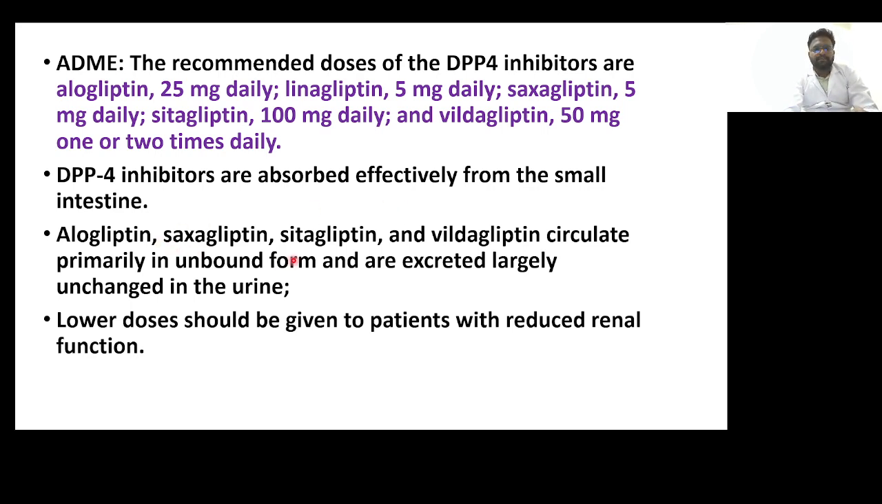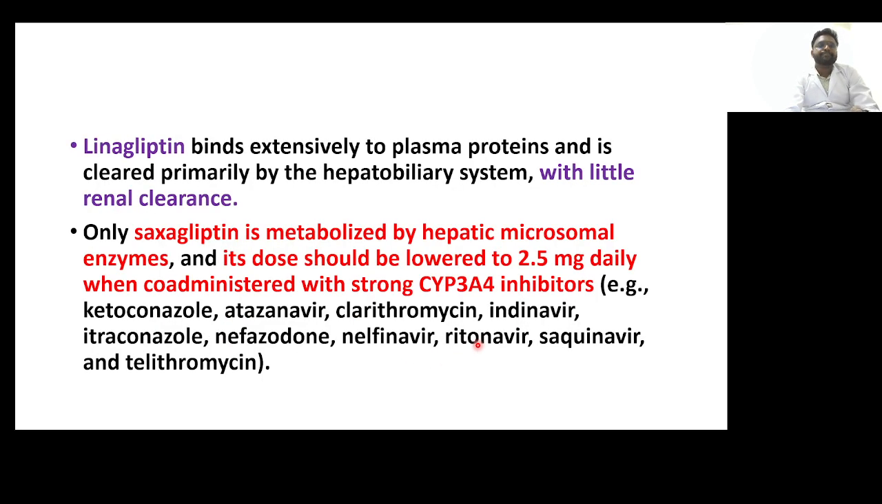Alogliptin, saxagliptin, sitagliptin, and vildagliptin circulate primarily in the unbound form, and they are excreted largely unchanged in the urine. So in presence of reduced renal function, their doses should be lowered. So the lower doses should be given to the patients with reduced renal function.